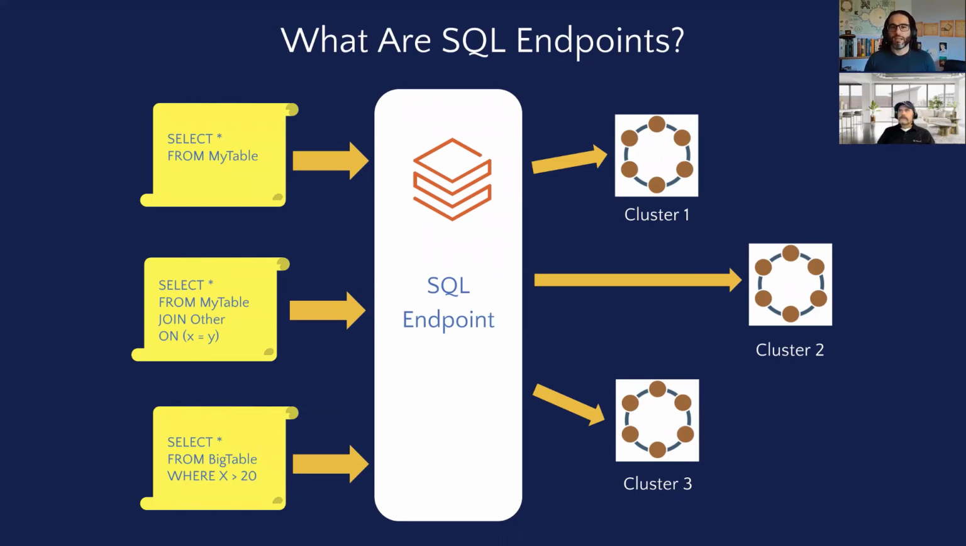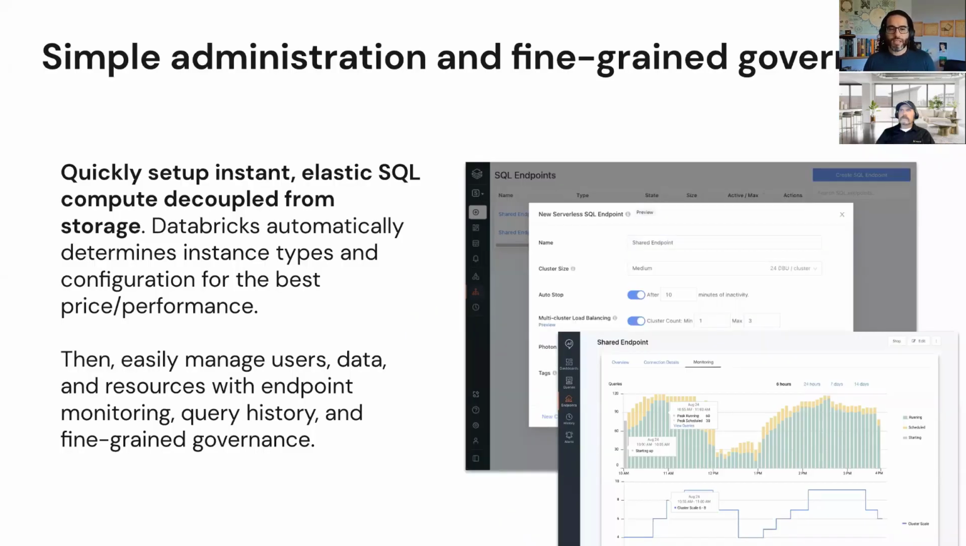We call it Photon, and this is what gives you low latency on the queries that are running on these endpoints. So essentially, with Photon and the scaling endpoint that we've built in for SQL endpoints, you can now do low latency and high concurrency workloads on these Databricks SQL endpoints. And what does that look like?